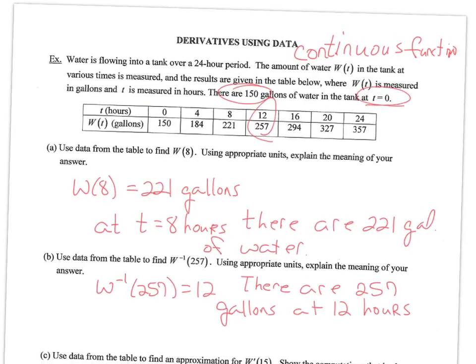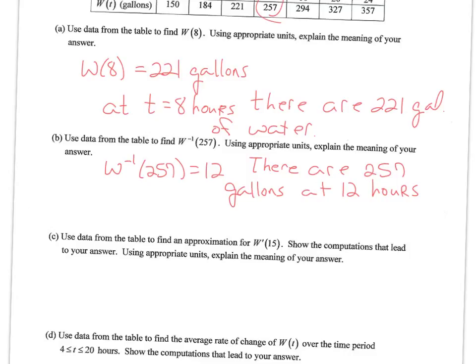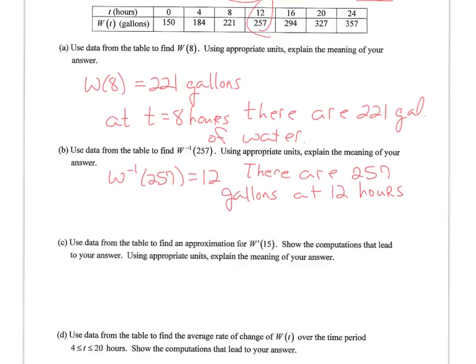Okay, you all have your table still showing, hopefully. It tells us to use data from the table to find an approximation for W prime of 15 and show the computation using appropriate units. Explain your answer. All right, what does W prime of 15 mean? What does that prime mean? Derivative. Okay, so how could we approximate the derivative, which is a rate of change? How would you approximate it at time equal 15? Do we have time equal 15 in our table? No. Are we close to it anywhere? Find the average. Yes, 16.